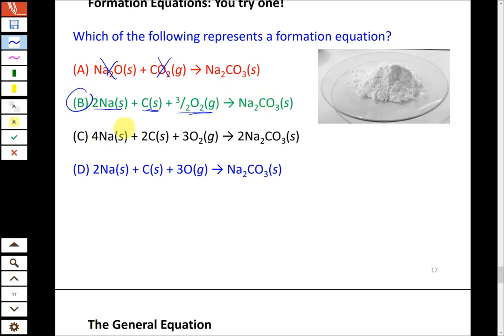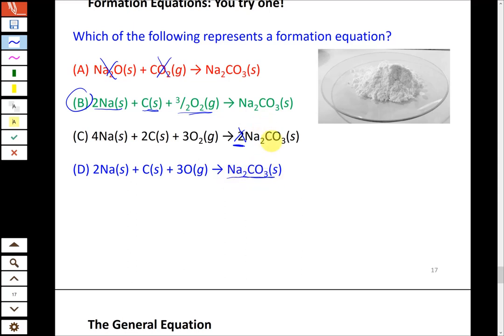If we look at choice C here, the problem with choice C is that we're forming 2 moles of the compound. All right, so this is basically the formation of 2 moles of compound, but a standard formation equation would only form 1 mole of a compound. This has the smallest whole number coefficients, so it looks nice in that way, but it's not a formation equation because a formation equation only has a coefficient of 1 on the product side.